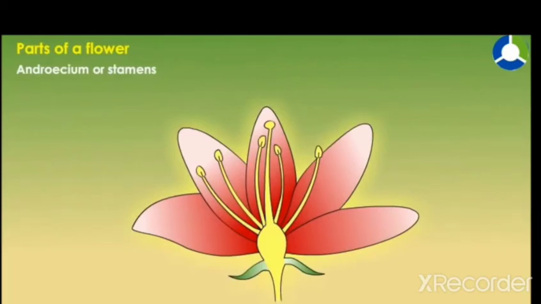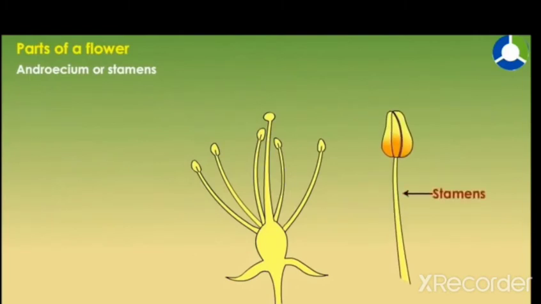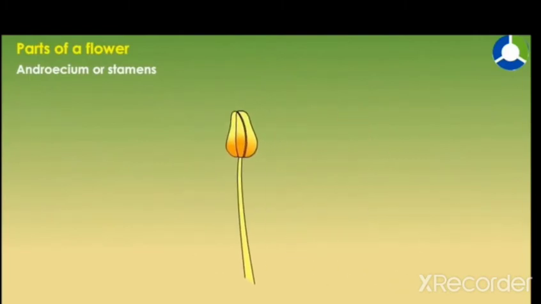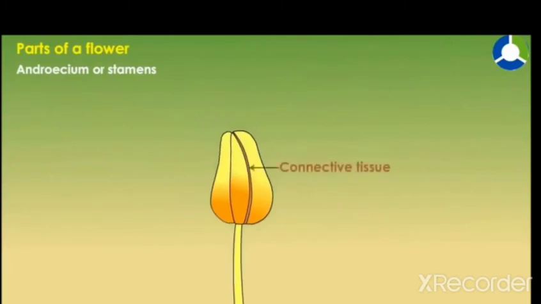Now the third part, androecium or stamen. It is the third floral whorl which is composed of one or more male reproductive organs called stamens. Each stamen consists of a thin stalk called filament and a two-lobed head called anther. The anther and filament are connected by a connective tissue.